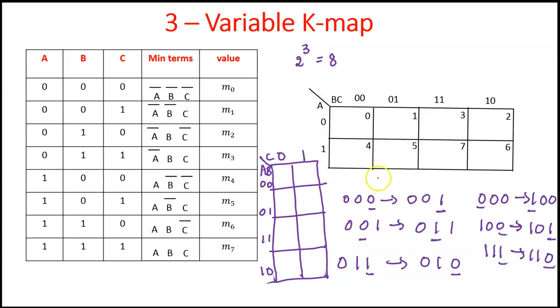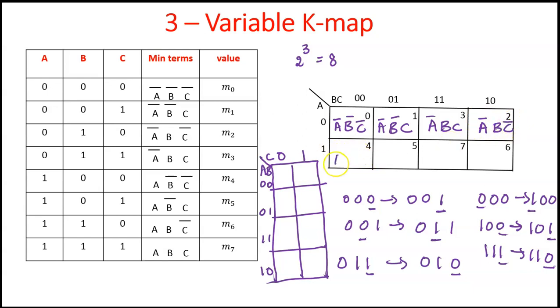Now how to represent the minterms for each cell. Here A is 0, B is 0 and C is 0, therefore A bar, B bar, C bar. Similarly here A bar, B bar, C. And here is A bar, B, C. And here is A bar, B, C bar.